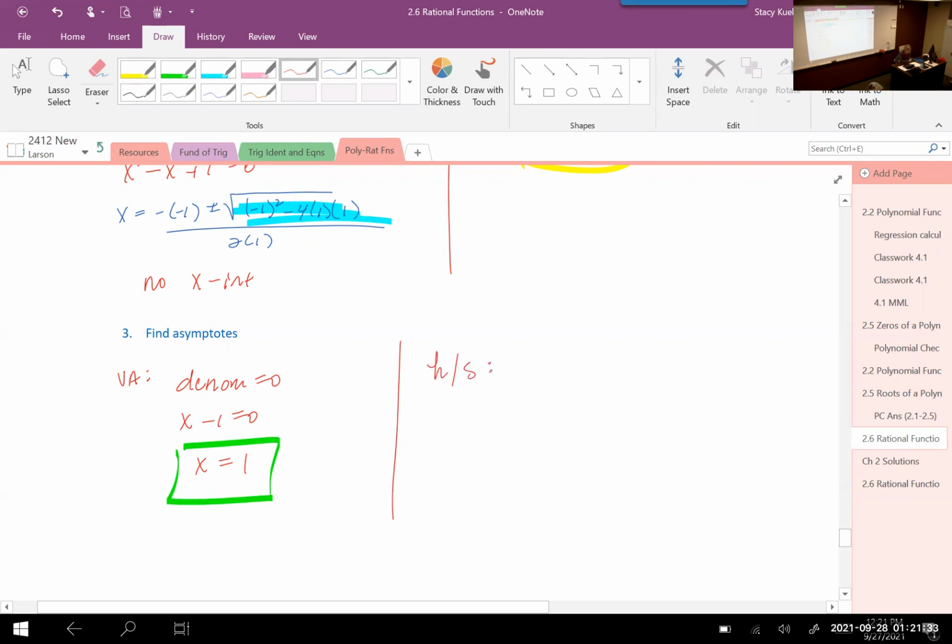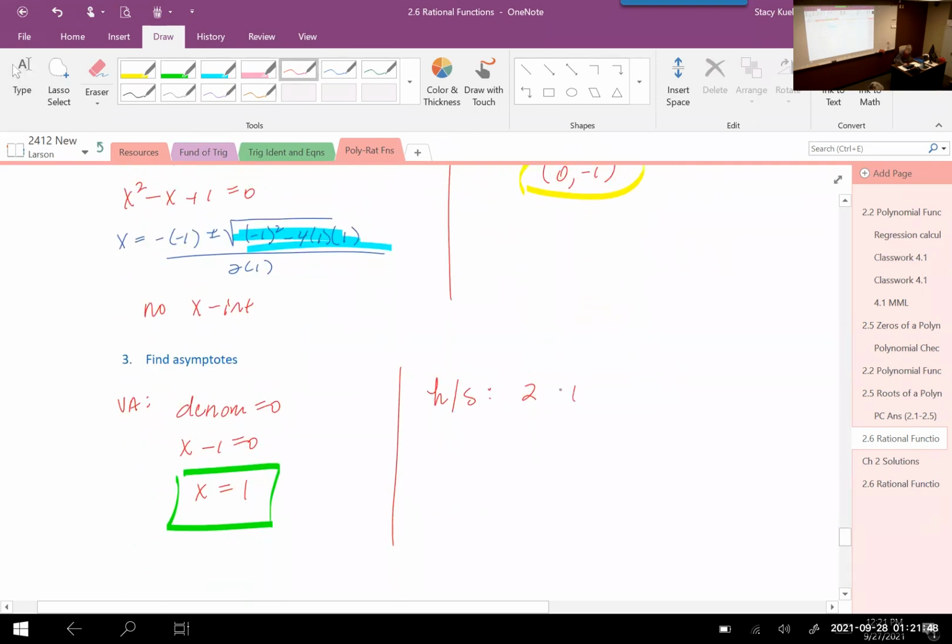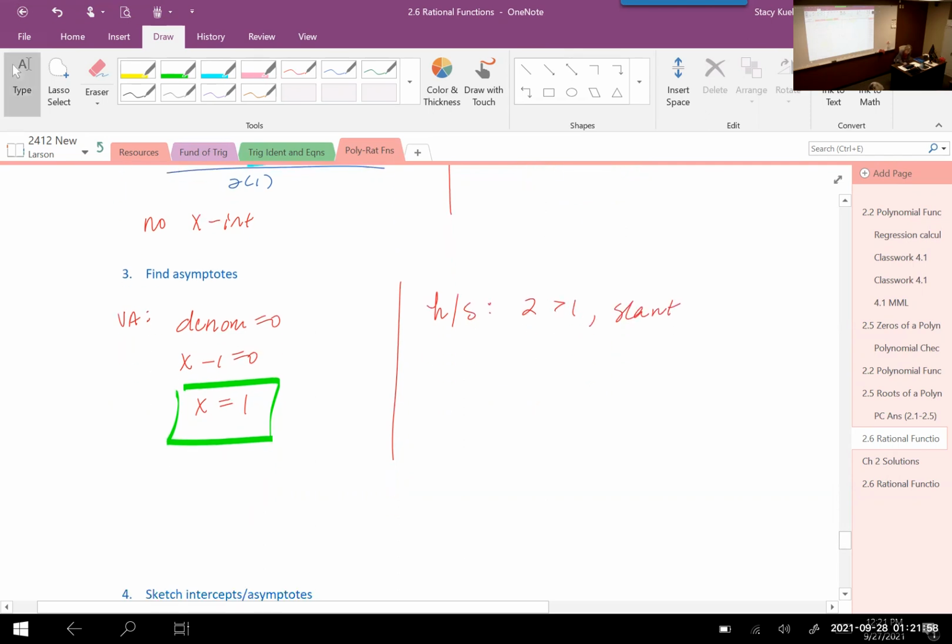Looking at the horizontal or slant asymptotes, what's the degree of the numerator? 2. What's the degree of the denominator? 1. So 2 is greater than 1 by only 1 more, meaning what kind of an asymptote do we have? Slant. How do we find the slant asymptote? Division. Divide the denominator into the top.